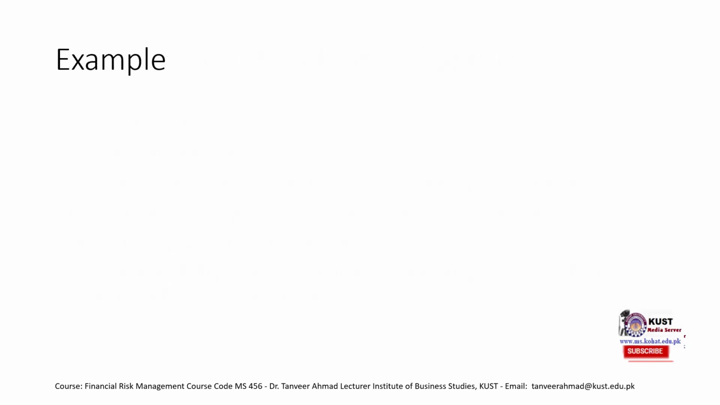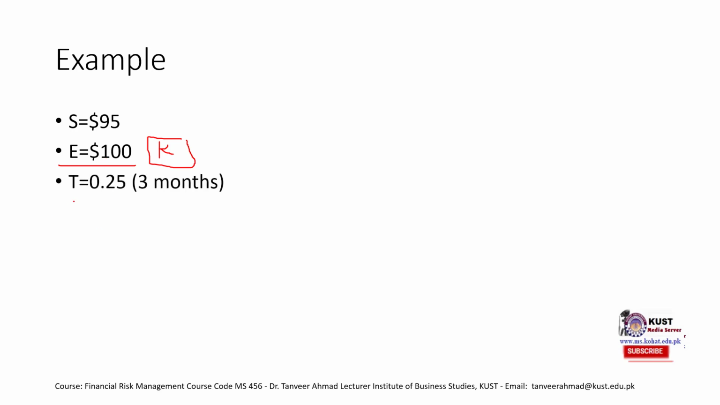So starting with the example, S is 95, so the spot price, the current market price, is $95 of a stock or an asset. Its exercise price is 100, so we have determined that at the end of expiration, this stock or asset would be traded at $100 no matter what the price in the market is. The time period is 3 months.